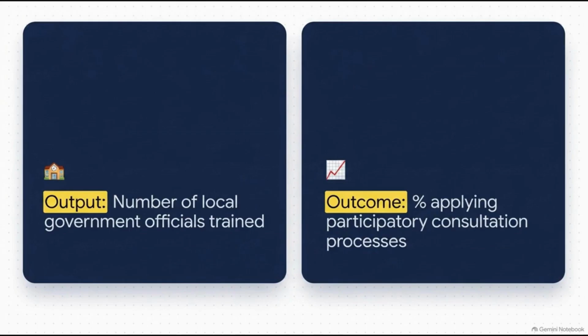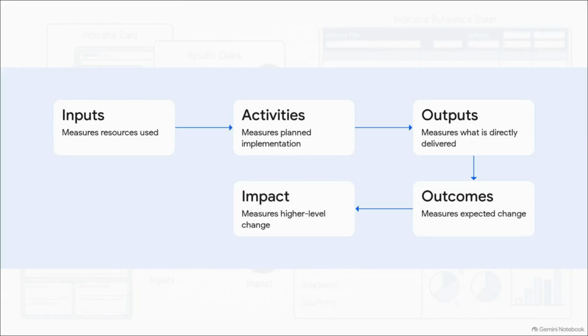It only tells us what you delivered. But delivering a workshop is definitely not the same as changing how people do their jobs. A true outcome indicator measures what happens because the output was used, like the percentage of local governments actually applying those new consultation processes. Training delivered does not automatically equal capacity improved. And that brings us right to the results chain.